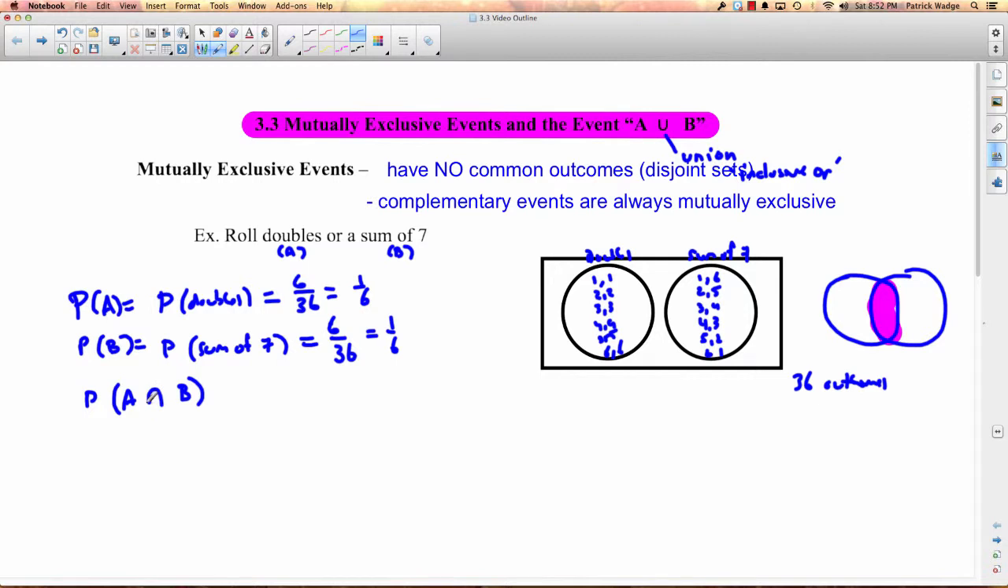Remember this sign? This is A and B. What's the probability of getting A and B? Well, these are mutually exclusive. For A and B, we'd be looking for an overlap here. There is no overlap, so the probability is 0. It's not going to happen.